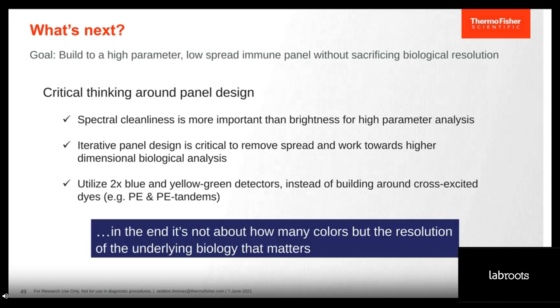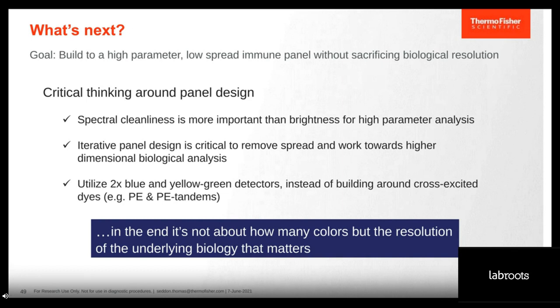And so in the end, it's not about how many colors you're able to detect, but the resolution of the underlying biology that matters. I just want to emphasize that, because I think it's easy to get caught up in the idea of building some more colors and being able to detect all these things.